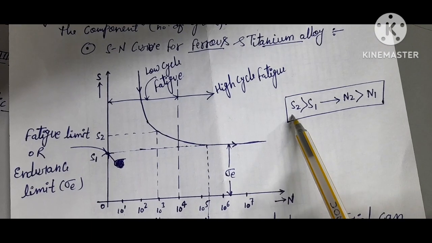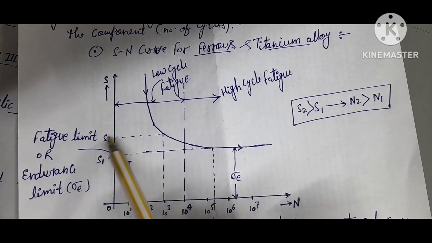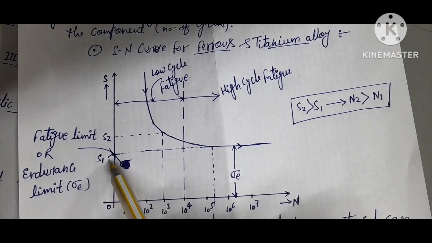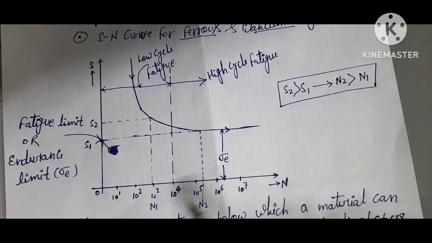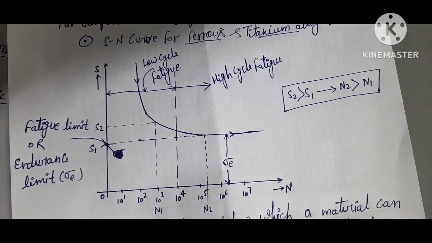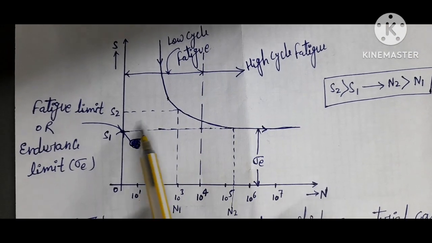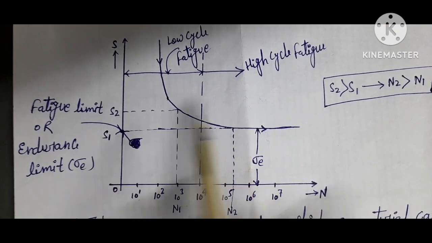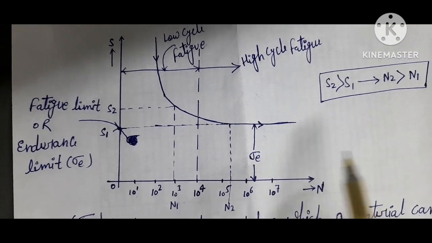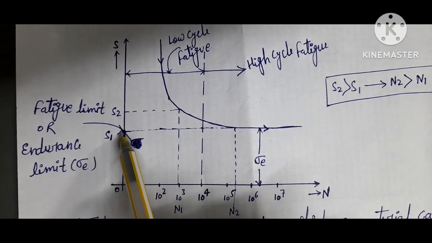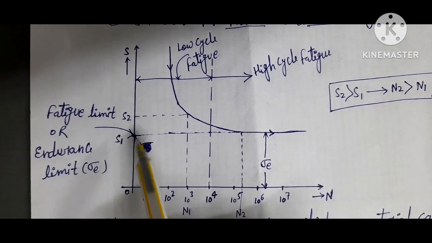You see here, if S2 is greater than S1, stress second is greater than stress first, then N2 is greater than N1. This is only for understanding purposes. And at some particular stress, the part has infinite number of cycles, and this limit of stress is known as the fatigue limit, also known as the endurance limit.